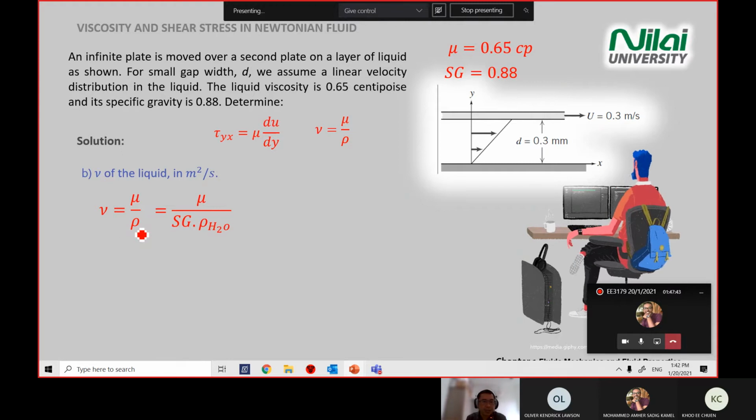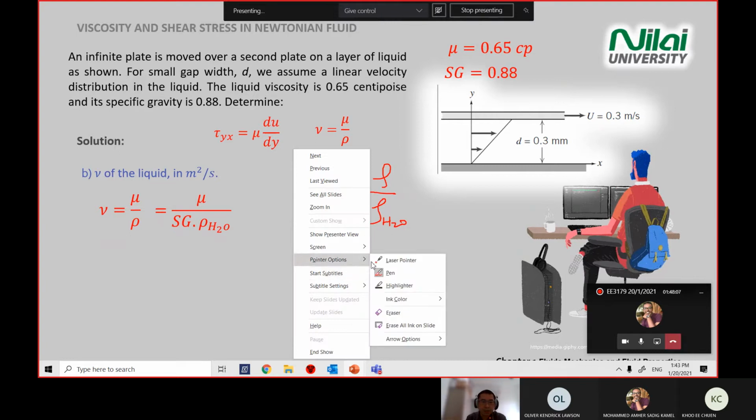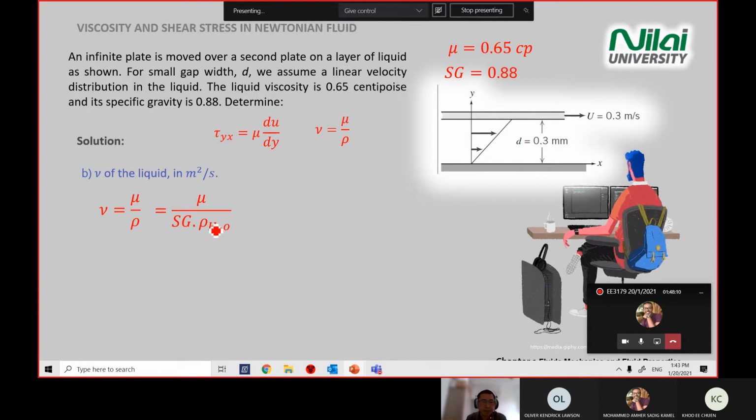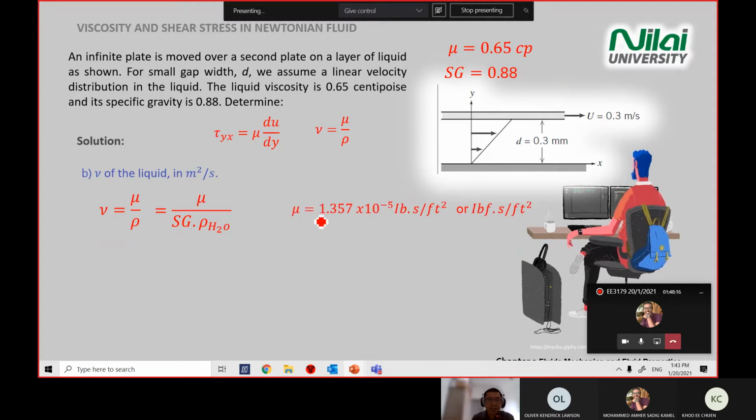So the conversion is rho equal to SG. I would start with the definition of SG: rho of that medium compared to the water. This is the definition we learned last lecture. So we pull this equation into here, and then you substitute. So SG times the rho of water. So mu we defined just now is about 1.36 times 10 power minus 5 in pound second over feet square.